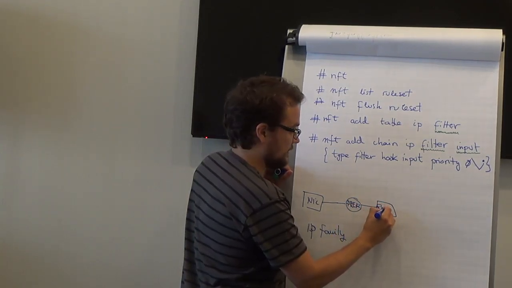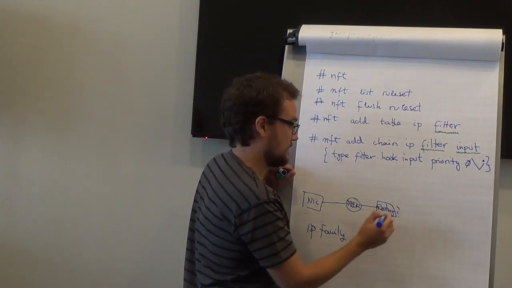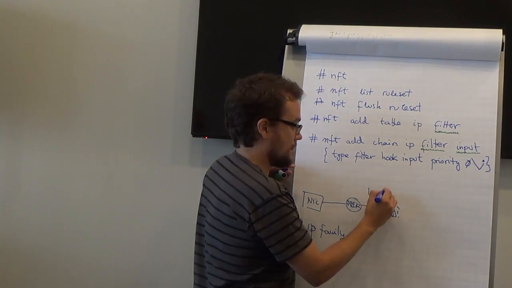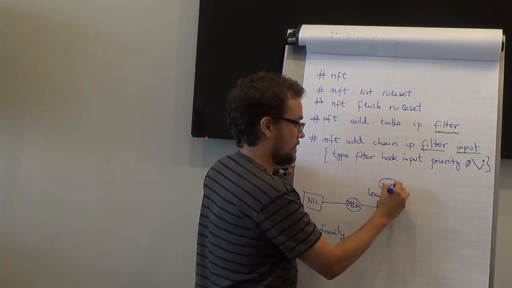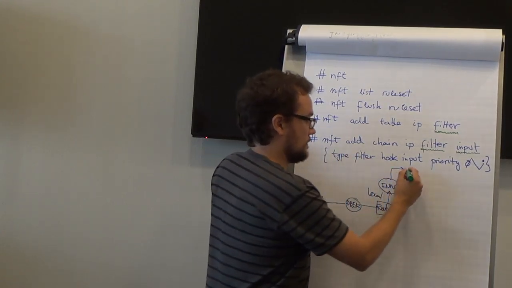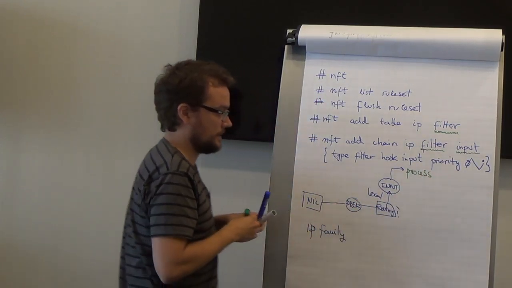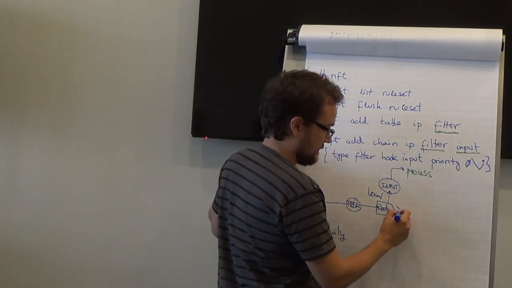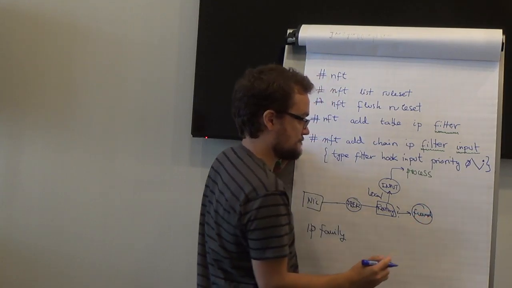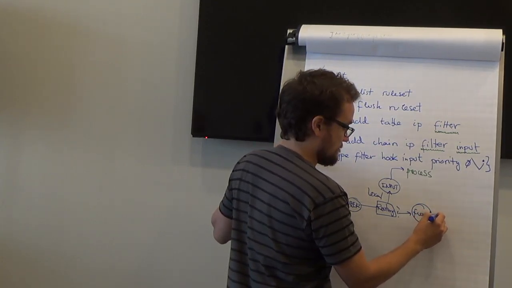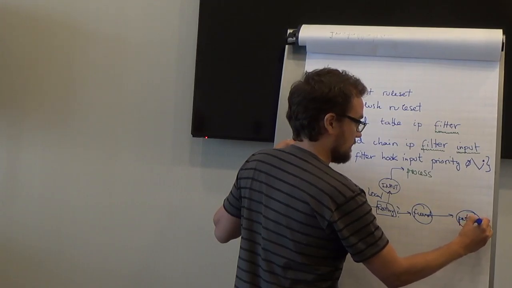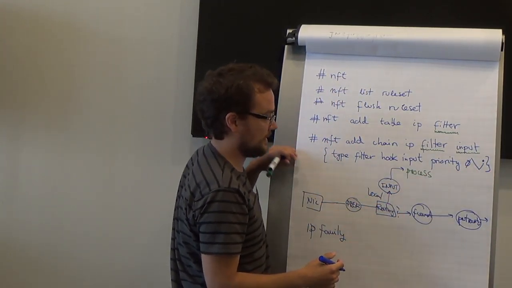Then the routing decision, so what to do with this. If this is local, we pass it to input, and then after input, it gets to the local process. If this is not for us, we get to forward, and then after forward, we get to post-routing, and here we go, we go back to the network.